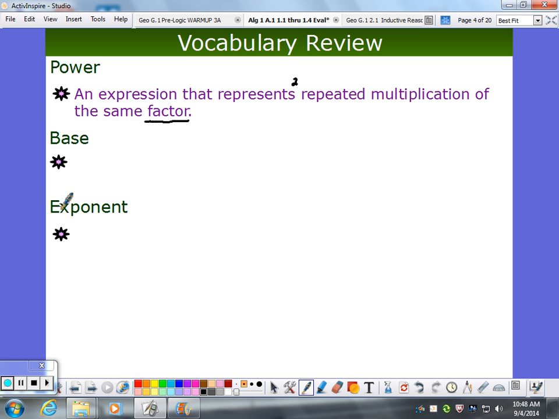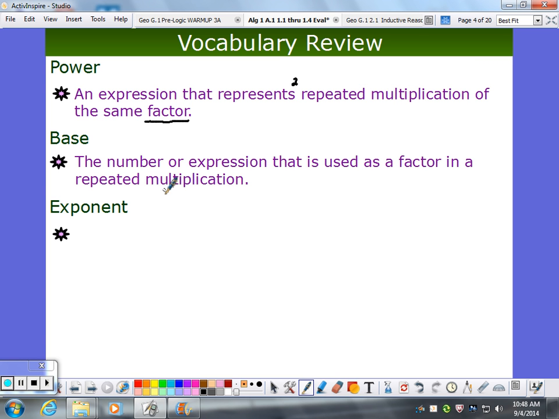What's a base? Something that gets the exponent times itself. So it's the factor, right? It's the thing we're multiplying many times. So it's the number or expression that is used as a factor in a repeated multiplication. And then, what's the exponent?